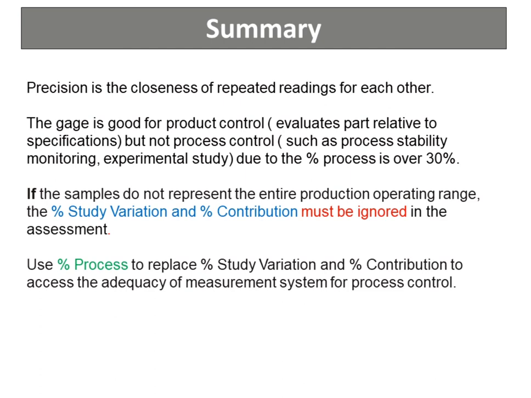The gauge is good for product control, which evaluates parts relative to specifications, but not for process control, such as process stability monitoring and experimental study, due to the percent process being over 30%. If the samples do not represent the entire production operating range, the percent study variation and percent contribution must be ignored in the assessment. Use percent process to replace percent study variation and percent contribution to assess the adequacy of measurement systems for process control.